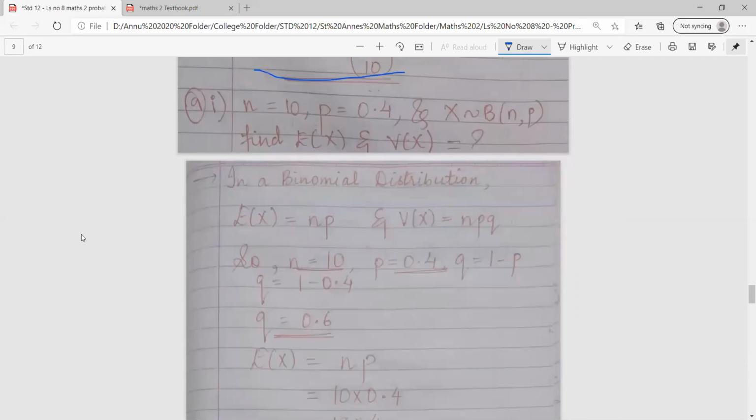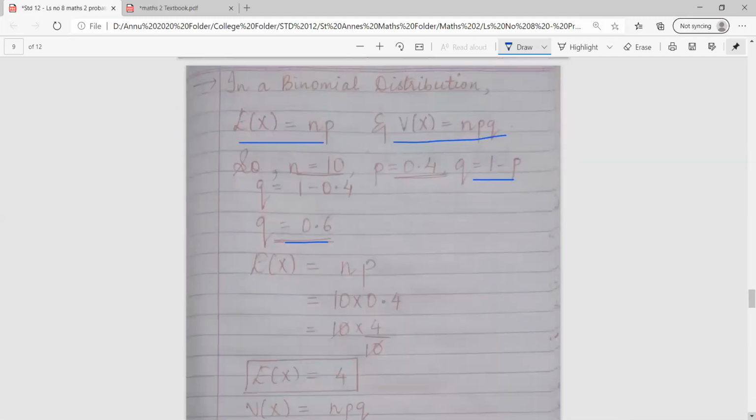So as you all can see, class, sum 9. In a binomial distribution, E of x is NP and V of x is NPQ. So now I'm having N and P, so we can find the value of Q by putting the formula Q is equal to 1 minus P. So 1 minus 0.4, you get the answer to be 0.6. Now easily you can find out E of x and V of x by putting the formula. So E of x is N into P.